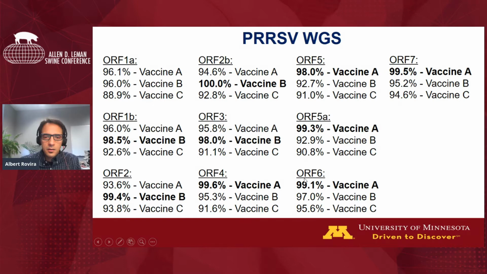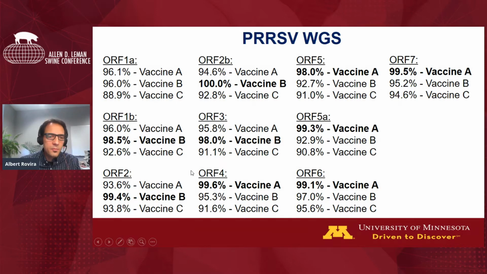ORF6 is 99.1% similar to vaccine A, ORF5A 99.3, ORF5 98.0, matches what we saw with the initial ORF5 sequencing, ORF4 99.6. So this is very consistent to what we saw before with OR5 sequencing. But then as you get closer to the first part of the virus, you see ORF3 is more similar to vaccine B, to a different vaccine, 98.0. And this is a vaccine that is actually used in this farm. ORF2B is 100% similar to vaccine B.